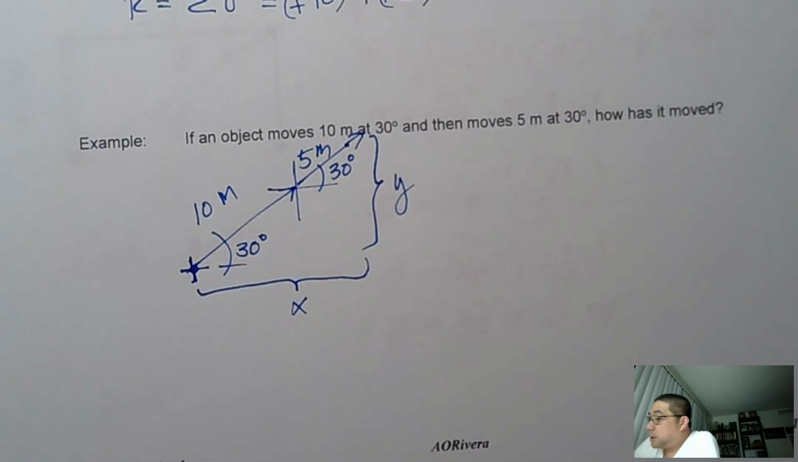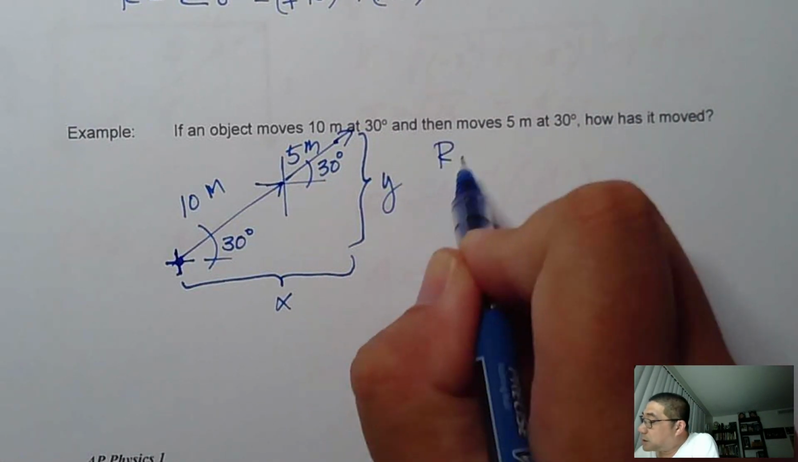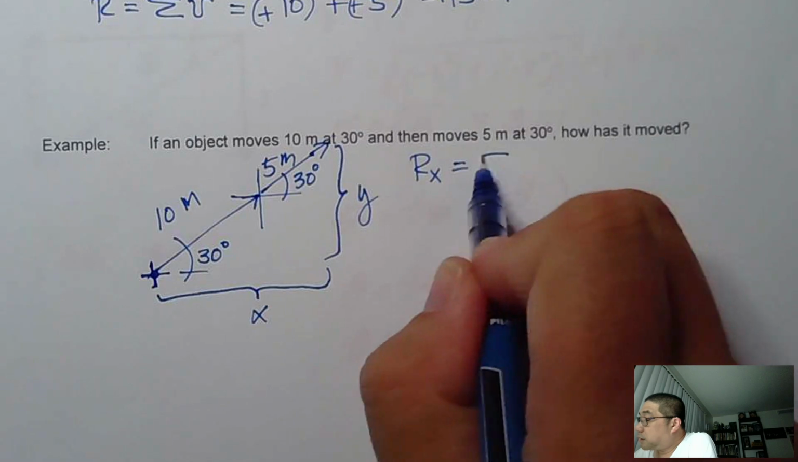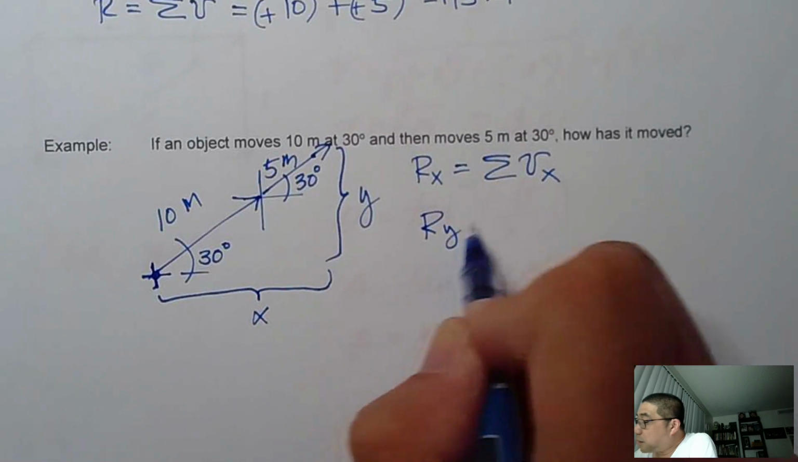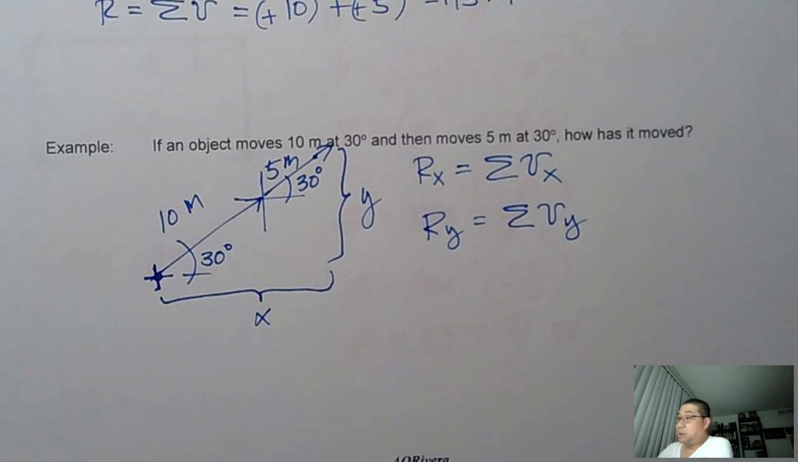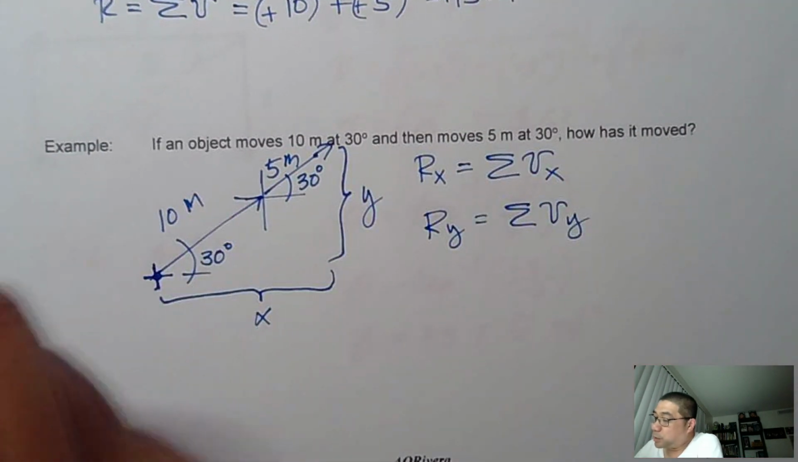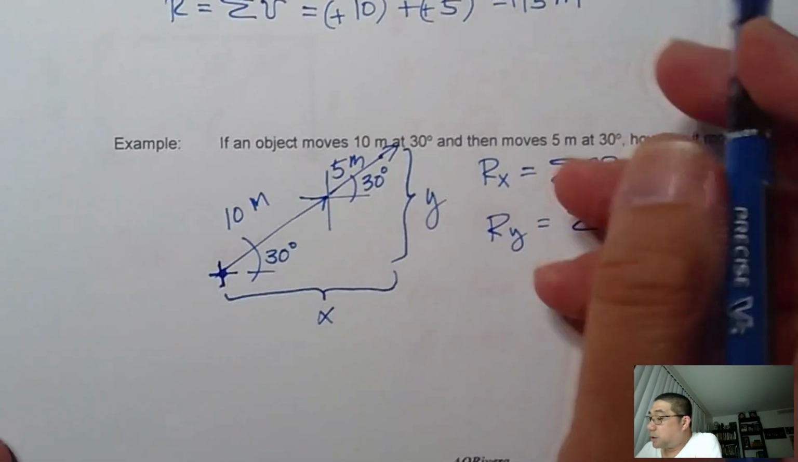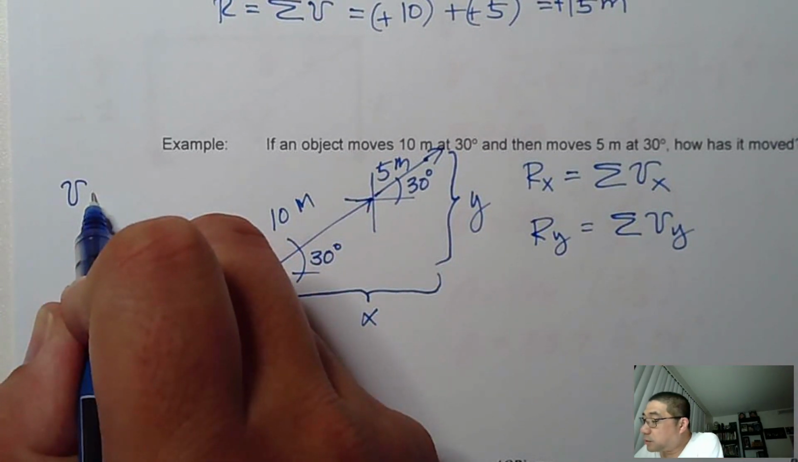Okay, so what is your resultant along the x-axis? That's simply the summation of all vectors on x. And then your resultant along y is the summation of all the vectors along the y-axis. Now, x. Okay, so how do you figure out the x component of the first one? Vector of x.